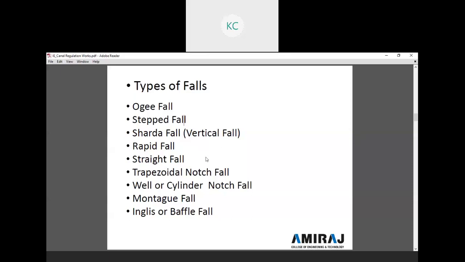So the Sharda fall is constructed on the principle of the non-silting, non-scouring velocity. The rapid fall, straight fall, and the cylindrical notch fall are generally provided where loose soil is available and proper concrete work is required to design a proper canal. A well or cylindrical notch fall, a Montague fall, as well as an English fall are not very familiar these days because there are high chances of silting as well as scouring. So there are different types of falls like Ogee fall, step fall, Sarda fall, rapid, straight, trapezoidal, cylindrical, Montague, and English or backward fall.